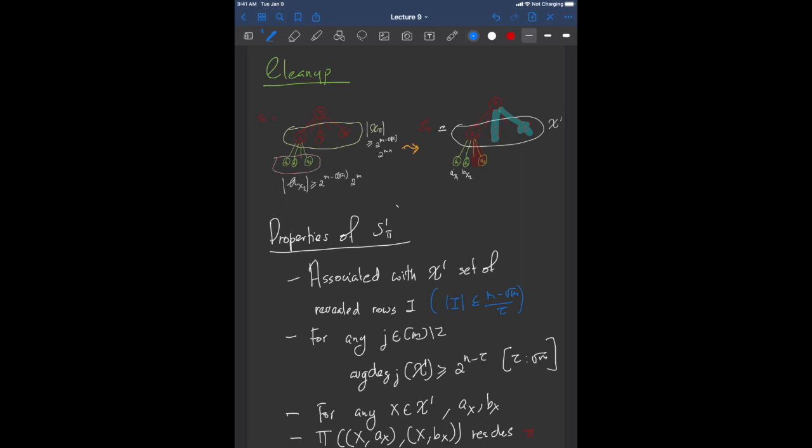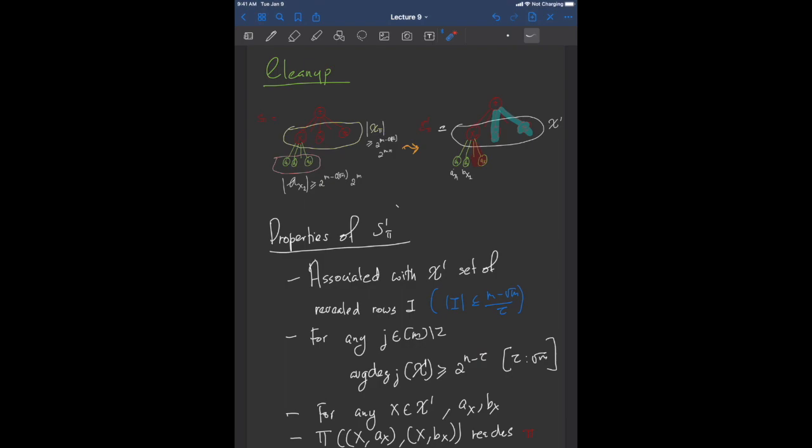The first one was that everything apart from these rows is an unrevealed row. That means, according to our measure of information, which is average degree, if you look into this set X dash, the average degree of a row J which is outside the set of revealed rows is at least 2 to the n minus tau. And remember that tau is set to be square root m.